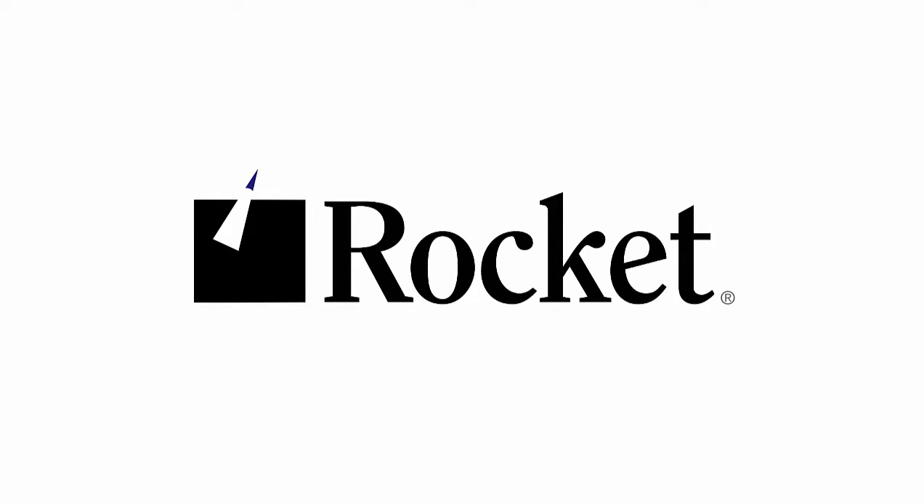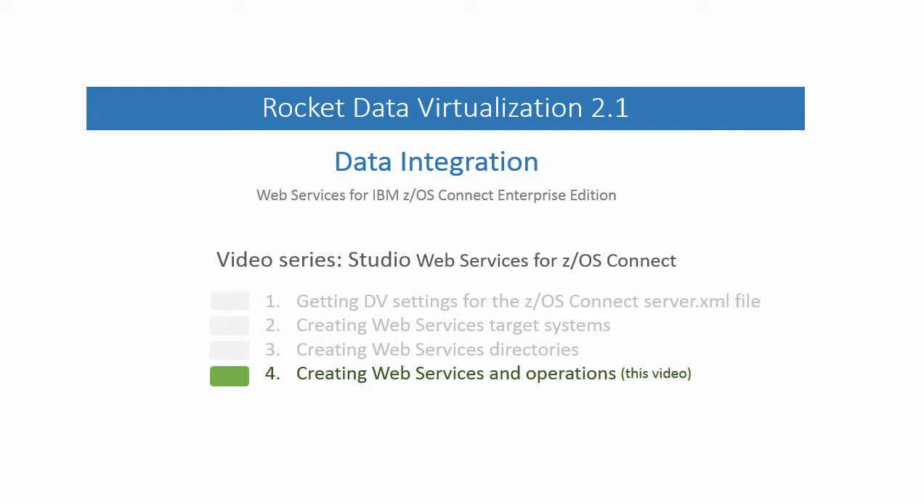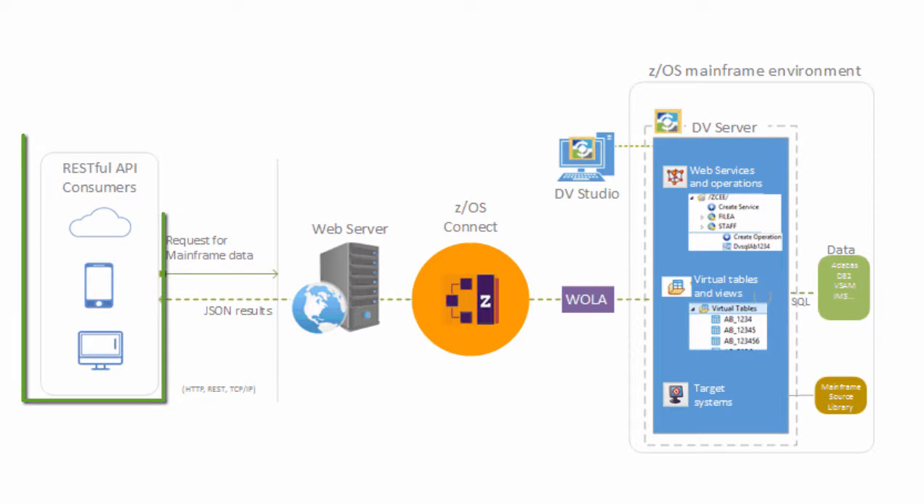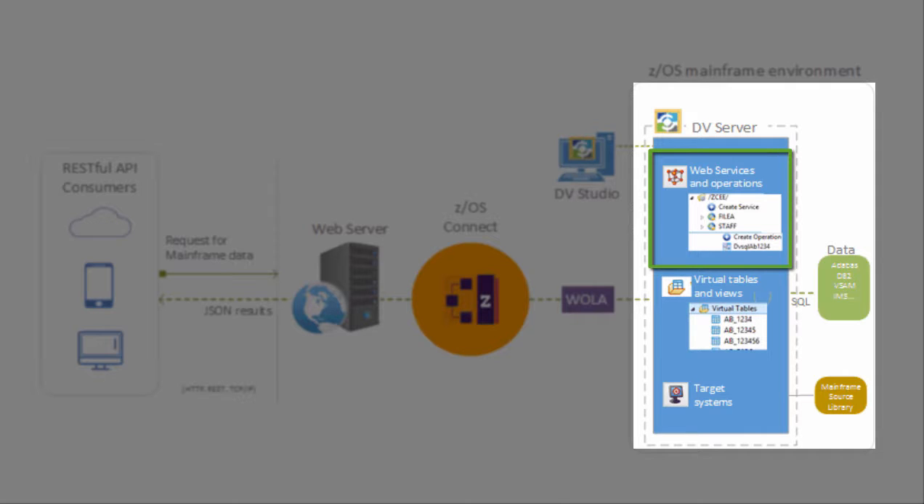This video shows you how to create web services and operations that are used to get access to mainframe data that is requested from a RESTful API. Before creating a web service, you need to know the name of the virtual table or the virtual view that will be used to generate the SQL statement.